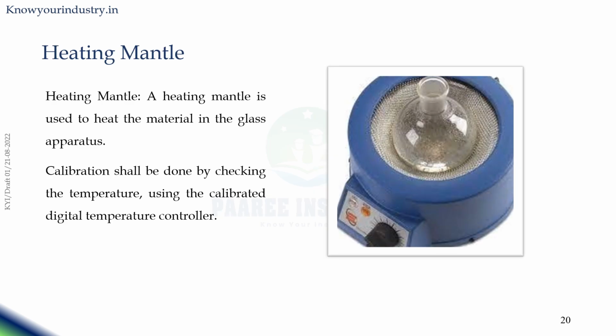Another commonly available item in the analytical laboratory is a heating mantle. The heating mantle is used to heat the material in glass apparatus. It is also part of the wet lab, the sample processing lab, and the calibration is to check the temperature using a calibrated digital temperature controller.